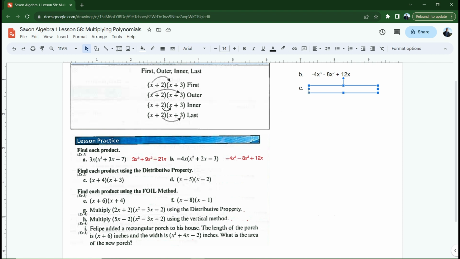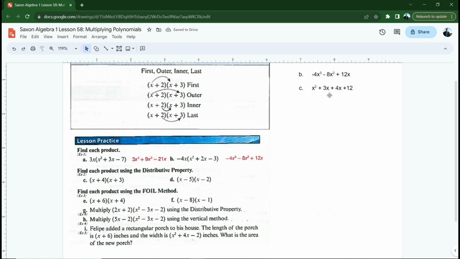X times x is x squared. That's going to be my first term. All right, next I'm going to do x times 4. Noticing it's positive, that's going to be plus 4x. Oh, sorry. X times 3, I jumped down to E. X times 3 is going to be 3x. All right, 4 times x is going to be plus 4x, again, positive. And then 4 times 3 is plus 12 at the end.